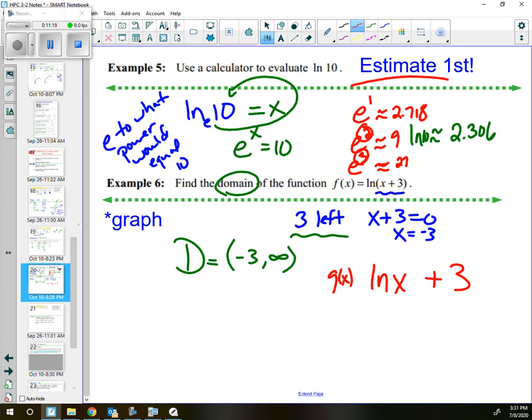What if that was my function? That means the graph would go up 3. So normally we would have this. Normally this would be at 1. It would be up at 3. And the graph would be like this.